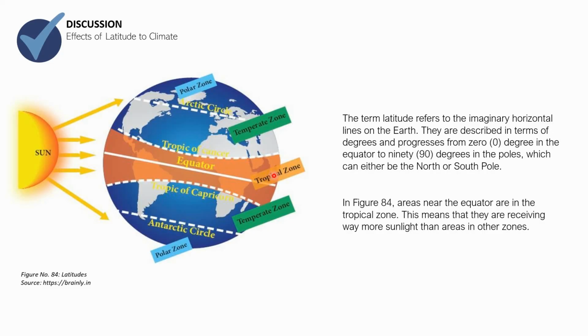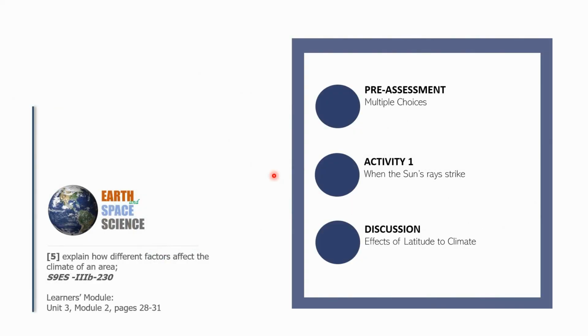Okay, so let's now sum up everything that we learned or everything that we did in this session. So first, we did a pre-assessment, multiple choices. And then we did the activity number 1, when the sun's rays strike. And then we concluded with a discussion on the effects of latitude to climate. Remember that we are mastering this learning competency number 5, which is explain how different factors affect the climate of an area.